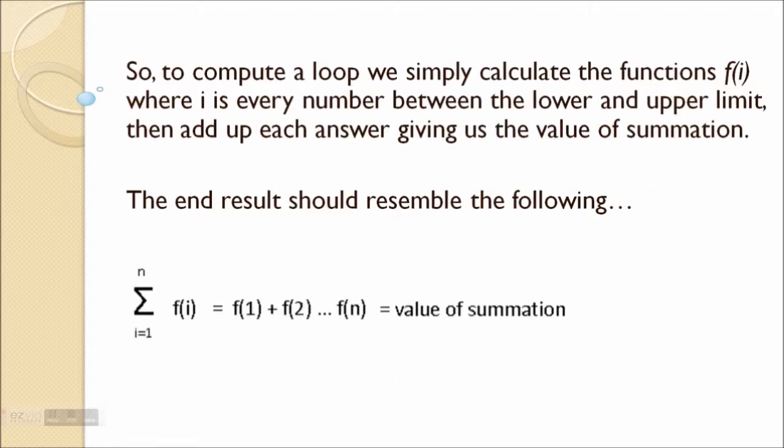So, to compute a loop, we simply calculate the functions f(i), where I is every number between the lower and upper limit, then add up each answer, giving us the value of summation. The end result should resemble the following.